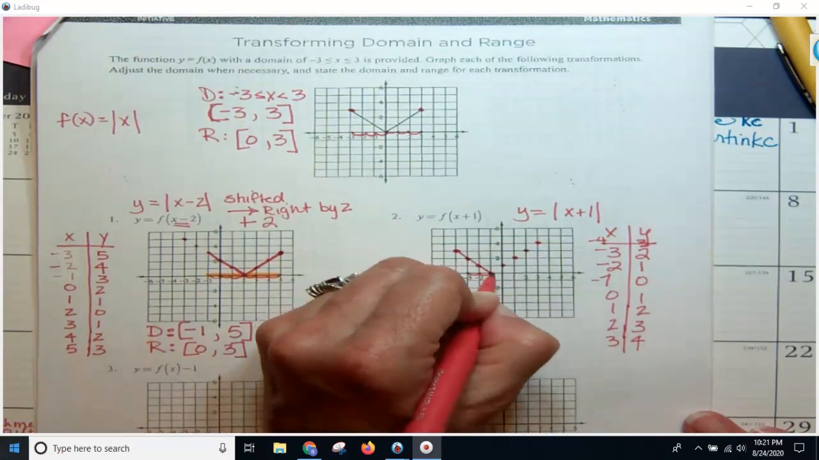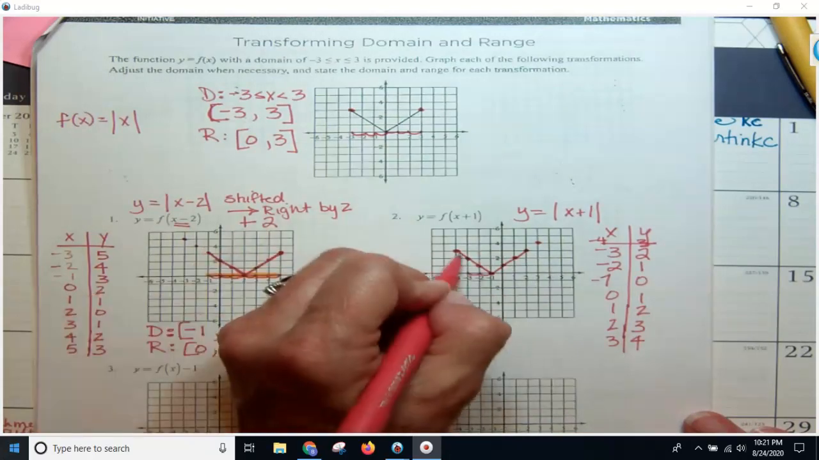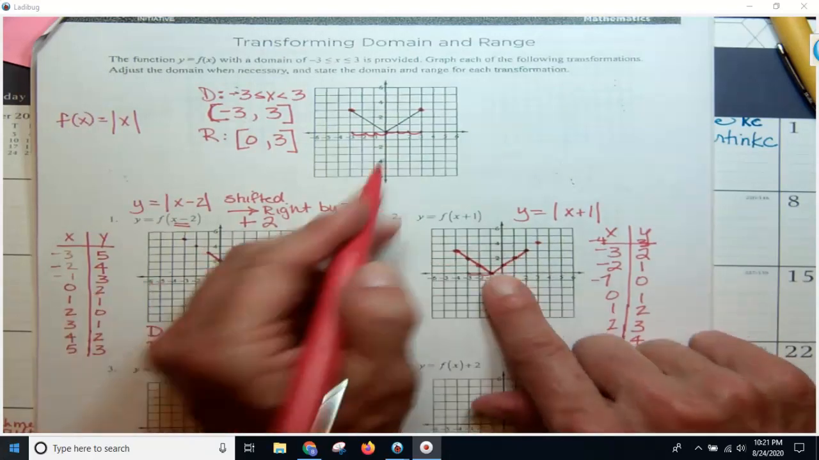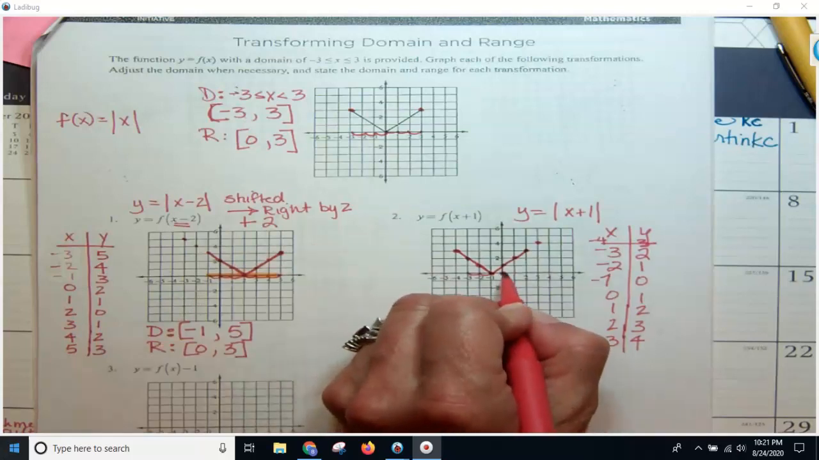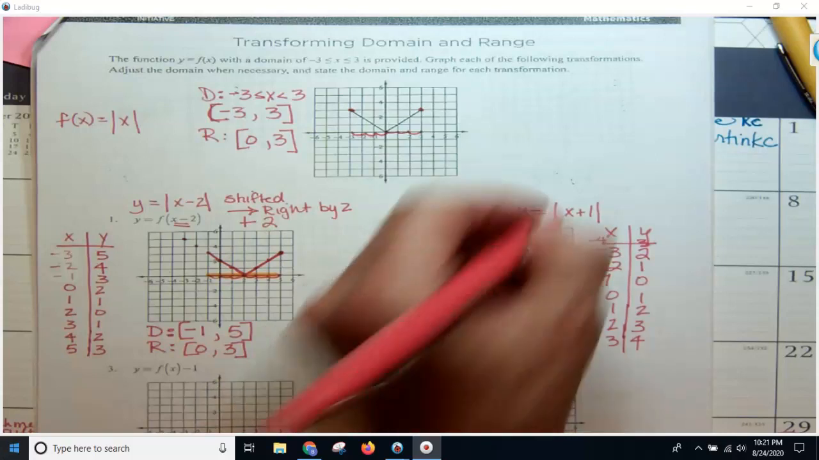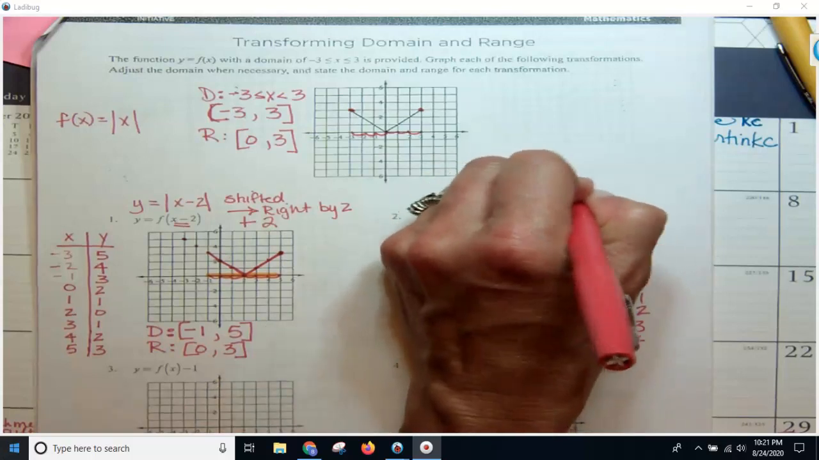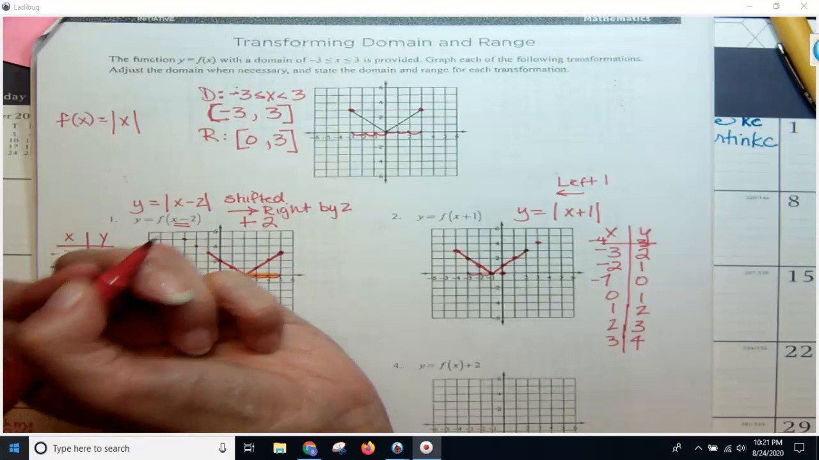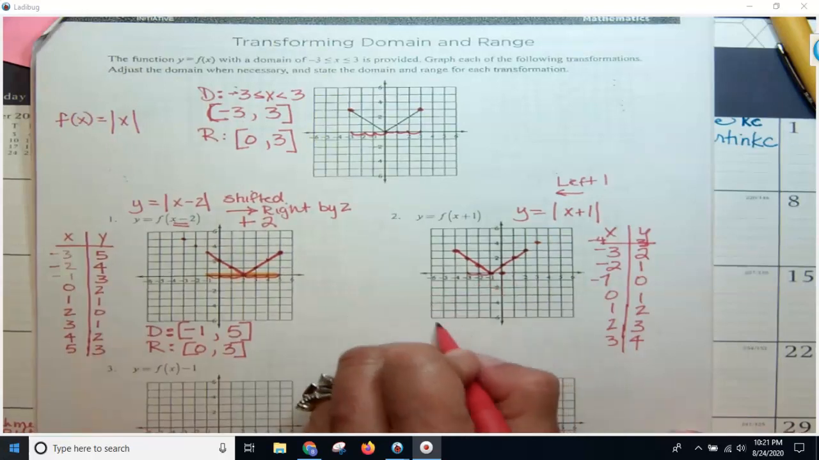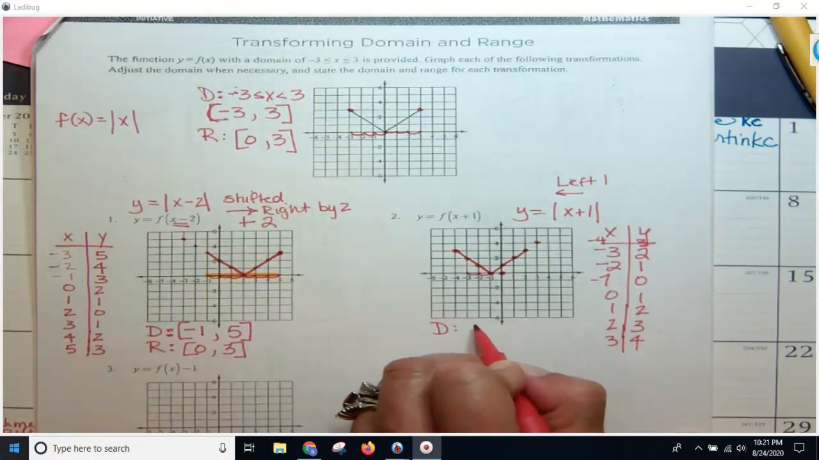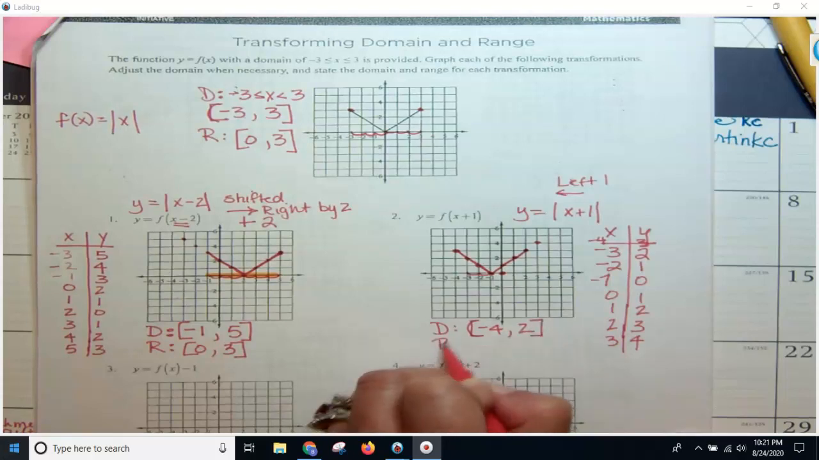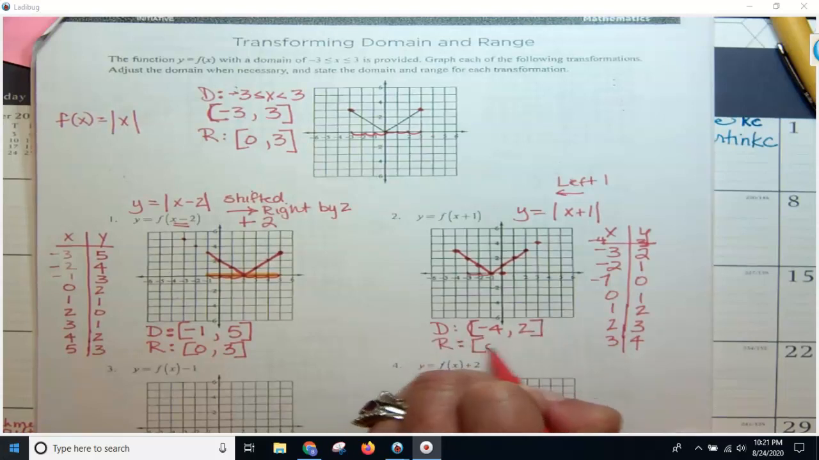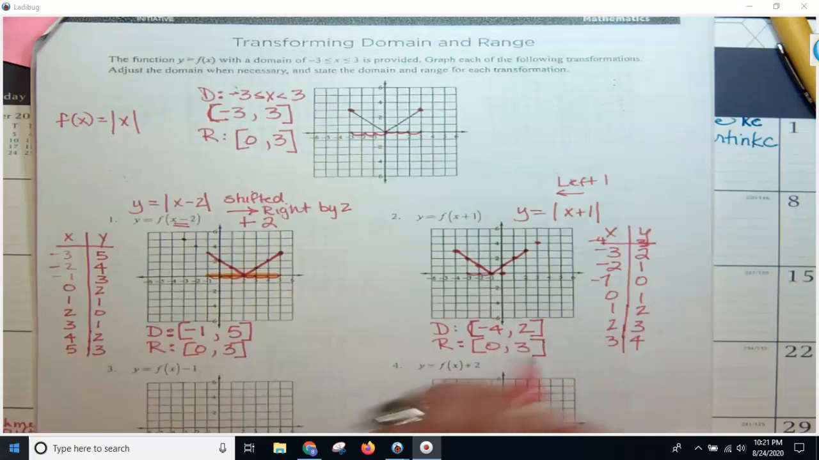Because I want my graphs to look exactly the same as the original graph. I want this to look exactly the same as this. And so the vertex is moved from 0 to 1. It's shifted to the left 1, going into the negative numbers. So if I'm looking at my domain now, it is -4 to 2. And my range is still 0 to 3.